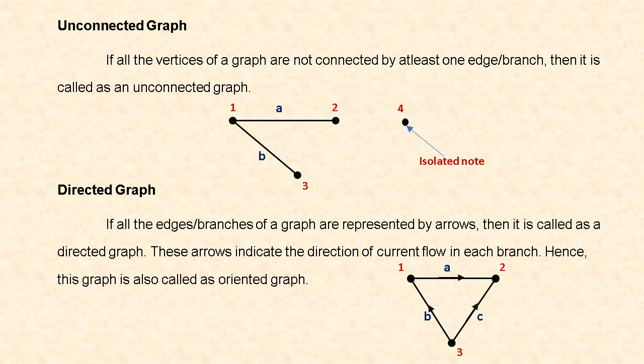Next, directed graph. If all the edges or branches of a graph are represented by arrows, then it is called a directed graph. These arrows indicate the direction of current flowing through the branch. Hence, this graph is also called an oriented graph.